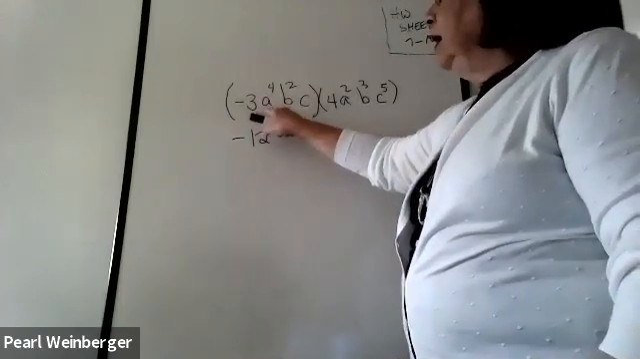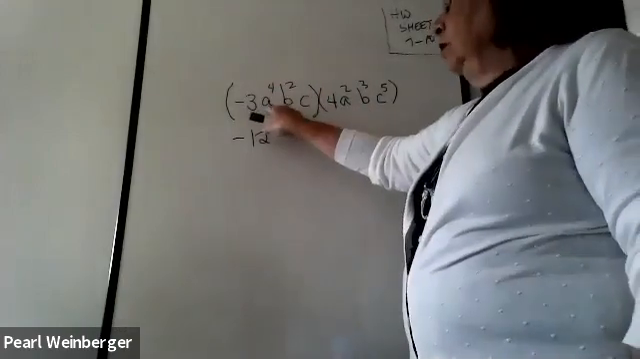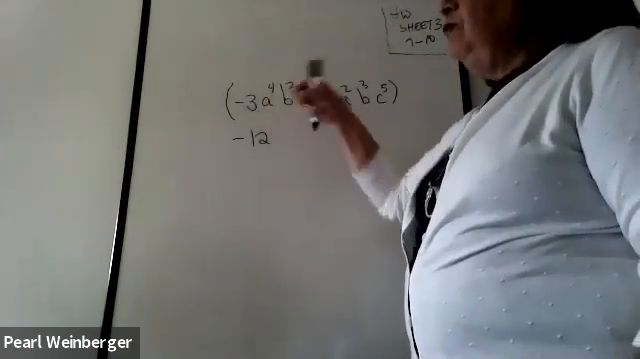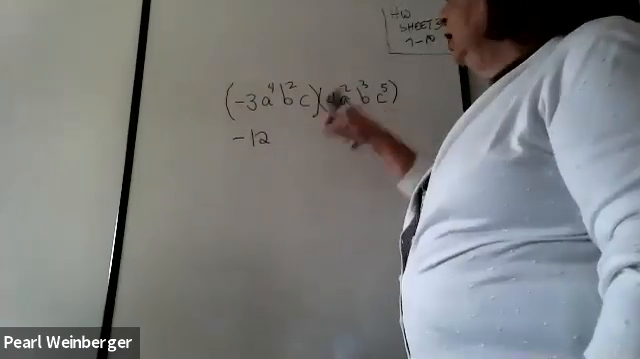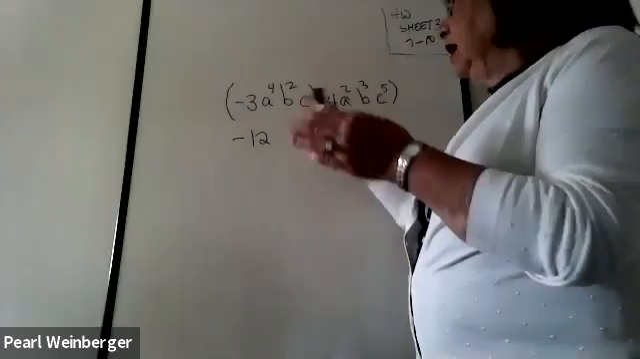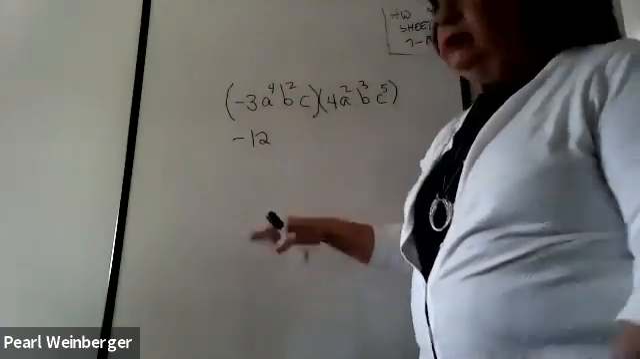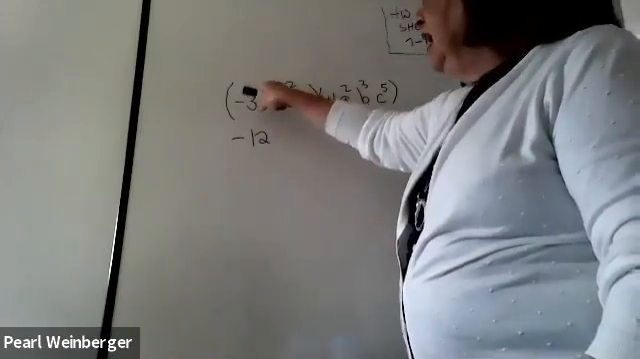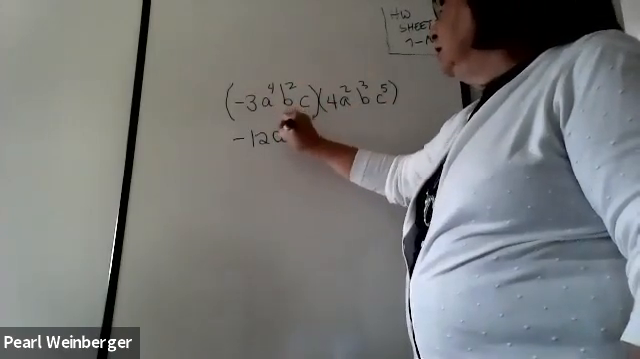Then we multiply each of the like letters. Here we have an a to the fourth, and here we have an a squared. A to the fourth means we're multiplying a 4 times. A squared means we're multiplying a 2 times. So in combination, we're multiplying a 6 times. In other words, when we're multiplying variables, we have to add their exponents. So it'll be a to the 6th.